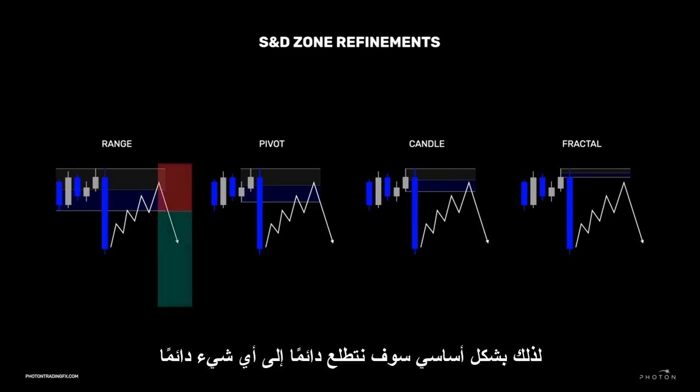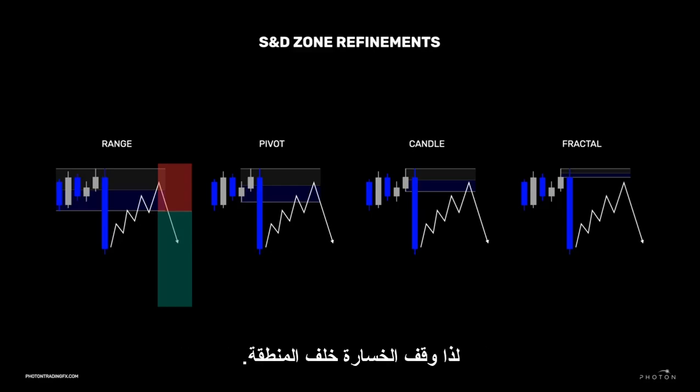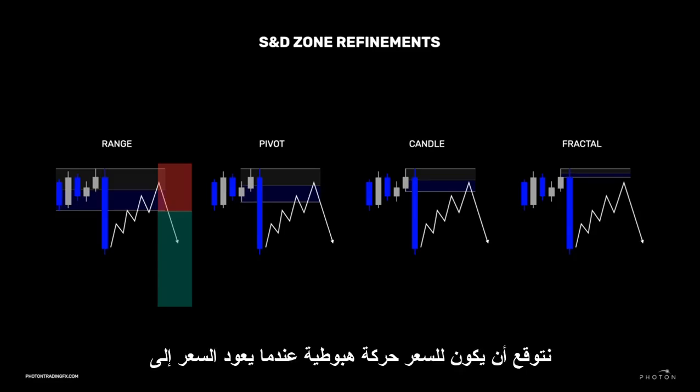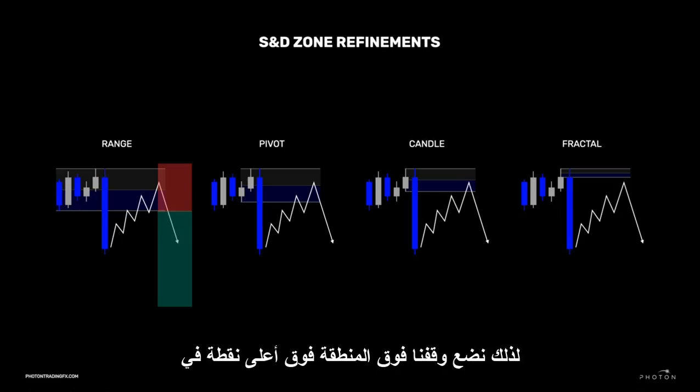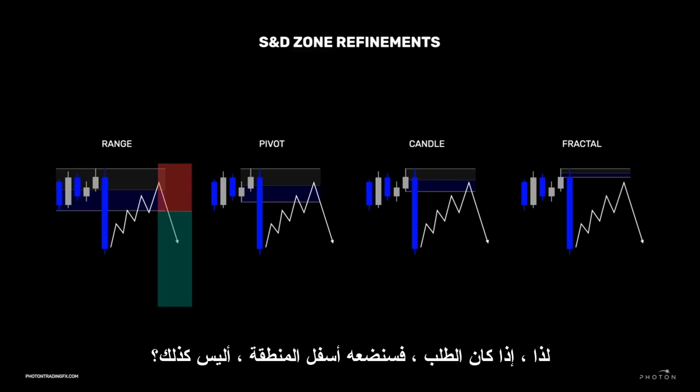So essentially we will be looking to always, no matter what, place our stop loss behind the zone. So in this case, because it's supply, we are expecting price to have a bearish move when price returns to the zone. So we would place our stop above the zone, above the highest point of that range. So if it was demand, then we would place it below the zone, right?